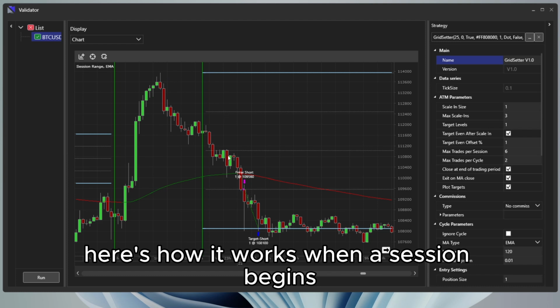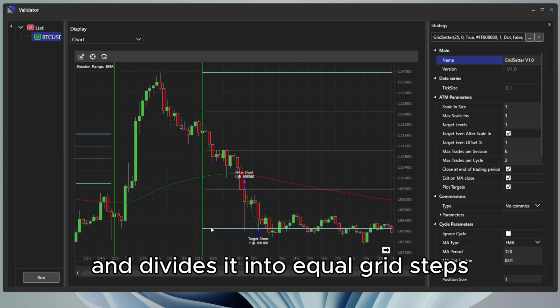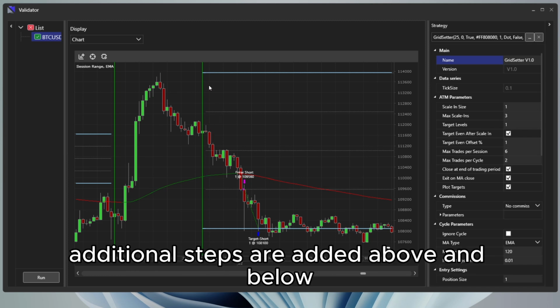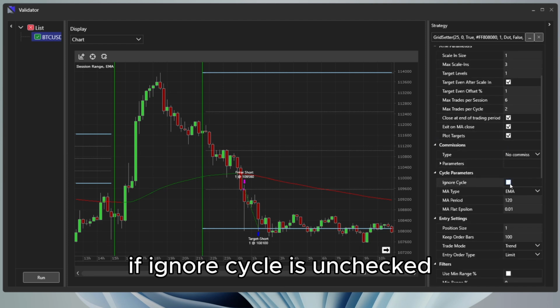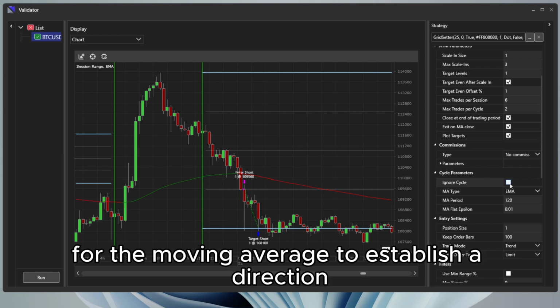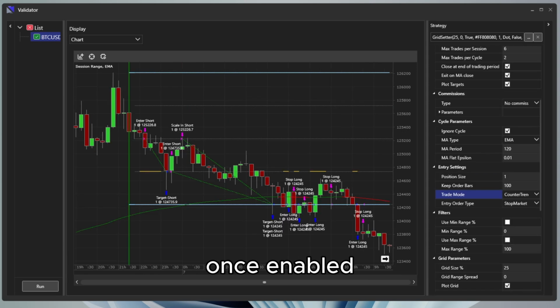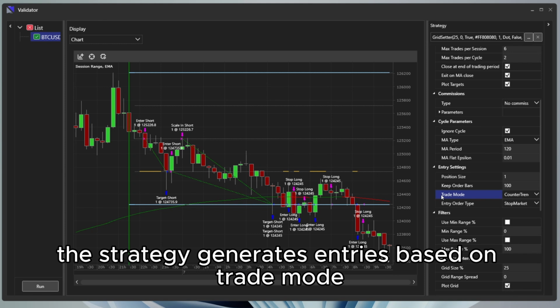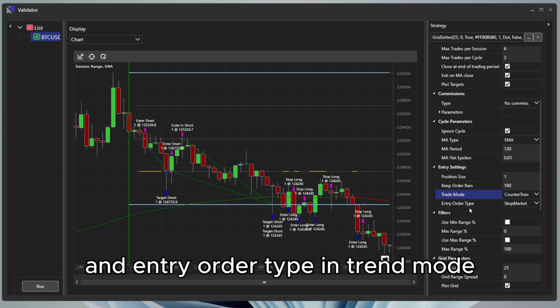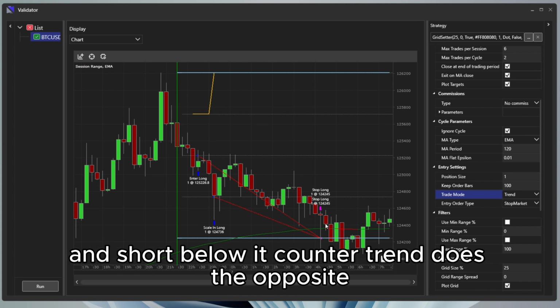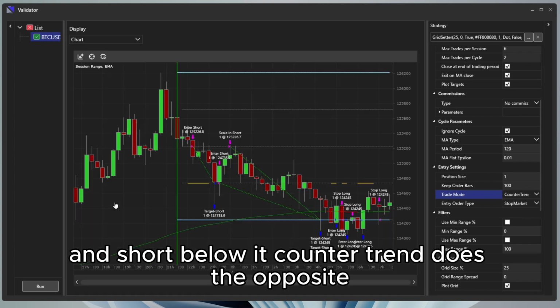When a session begins, the system calculates the session range and divides it into equal grid steps. If grid range spread is set, additional steps are added above and below. If ignore cycle is unchecked, the strategy waits for the moving average to establish a direction. If checked, it starts trading immediately. Once enabled, the strategy generates entries based on trade mode and entry order type. In trend mode, it enters long above the moving average and short below it. Counter trend does the opposite.